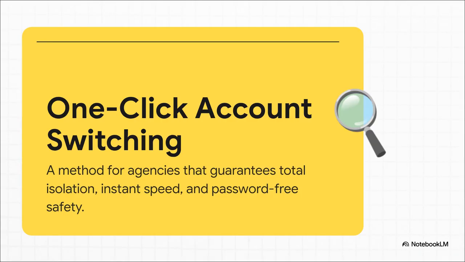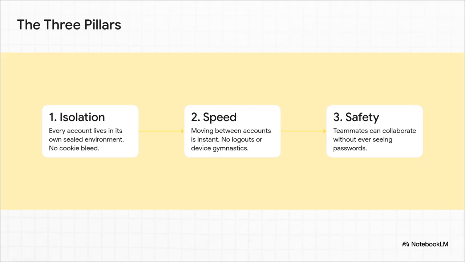The core idea we're talking about is one-click account switching. But look, this is more than just clicking a different tab. For this to really work at an agency scale, it has to deliver on three very specific promises. It has to be more than a feature. It has to be a new, reliable standard for how you operate. And here they are, the three pillars.